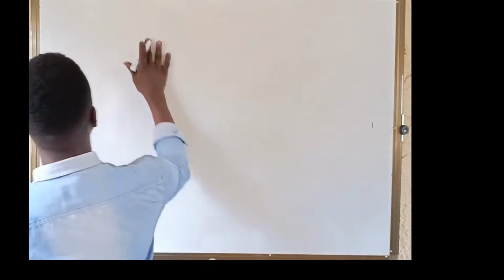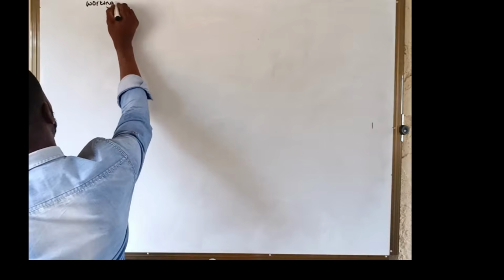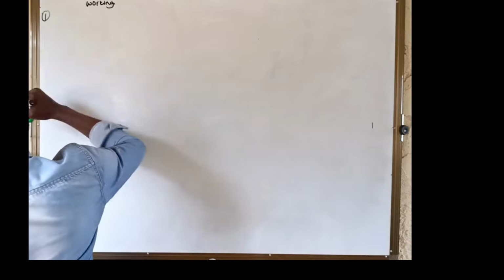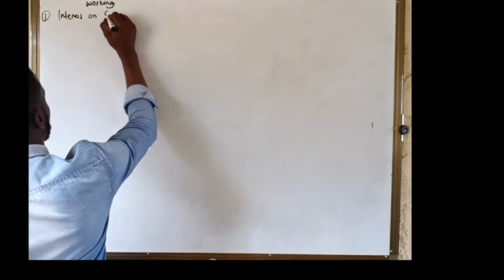So that's the question that we are going to solve together here, and I believe by the end of it we would have moved a bit towards understanding, because it's a series, so we are going step by step. So let us start. We're going to start with our workings. Working one, we are going to look at interest on capital.